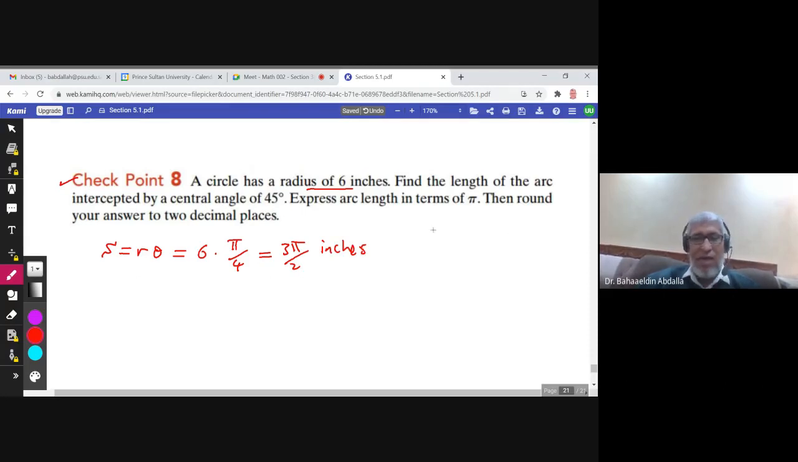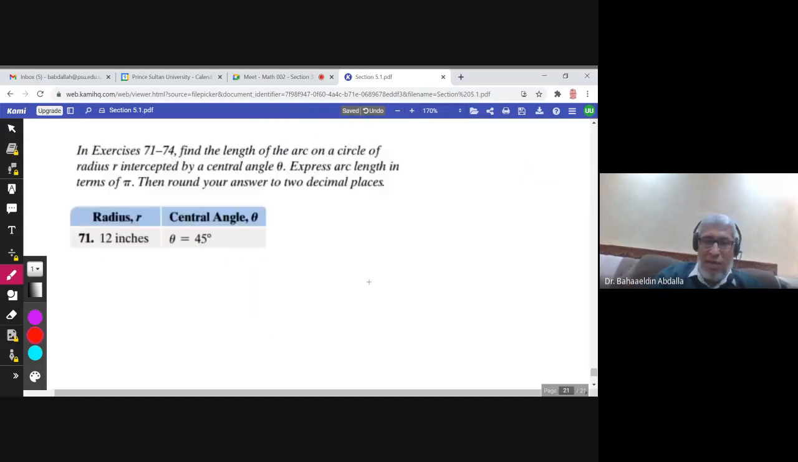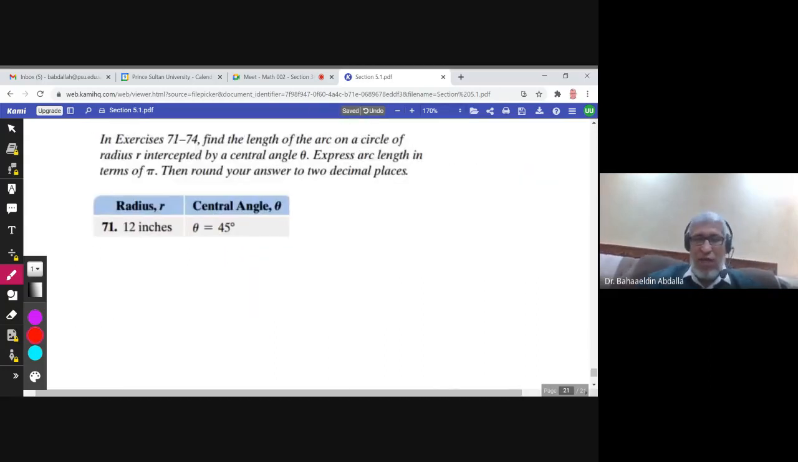Okay, then round your answer to 2 decimal places. So I just write 3 times pi over 2 in the calculator. And if you round to 2 decimal places, you get 4.71 inches. Okay, so this is the arc length. Same question here. Theta is given and R is given, the radius. Please find S using the same method.